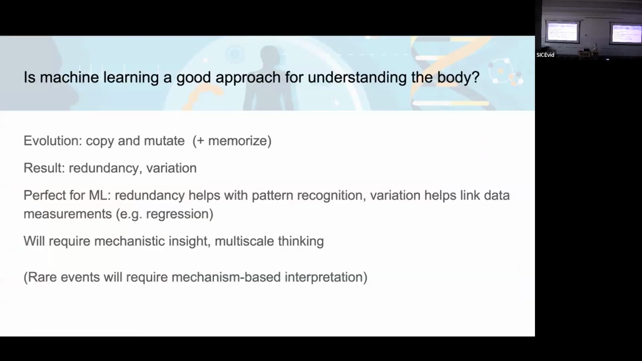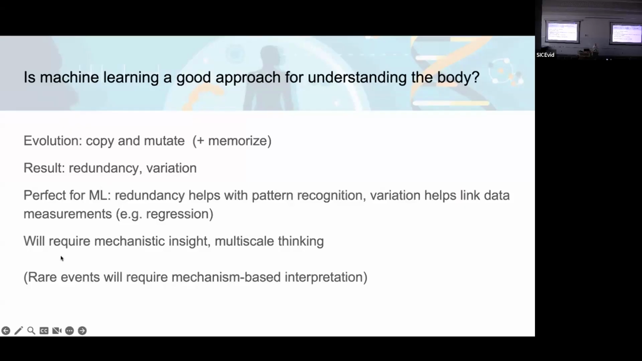It also memorizes and has a selection system, but in terms of copying, that generates redundancy. So most things that we measure in biology are very redundant, like all cells are very similar to each other. And mutation generates variation. And this is great for machine learning because redundancy helps with pattern recognition. And if we didn't have variation, we couldn't do correlation, causation, we couldn't do regression. So that's required. And variation helps link data measurements, for instance.